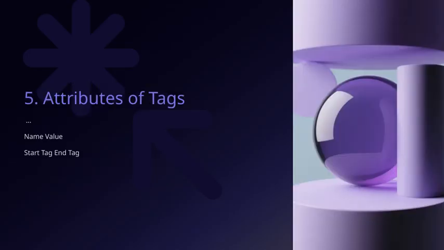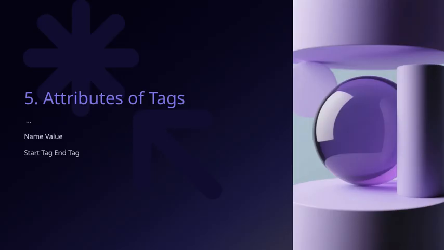Let's take a closer look at the attributes of tags. When we talk about tags in HTML, there are two main parts to consider: the start tag and the end tag. The start tag is what opens the element, and it typically includes the element name along with any attributes. The end tag, on the other hand, closes the element and signals that the content inside is complete.